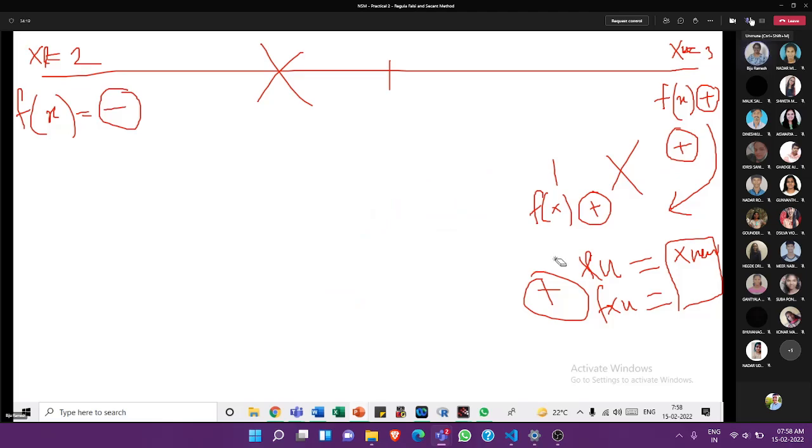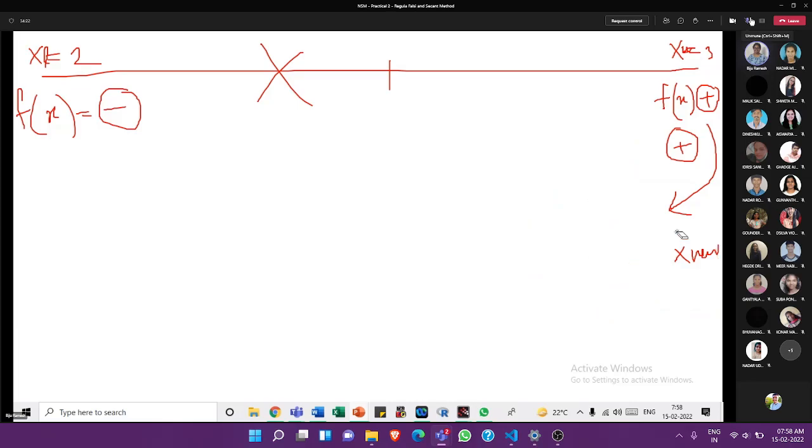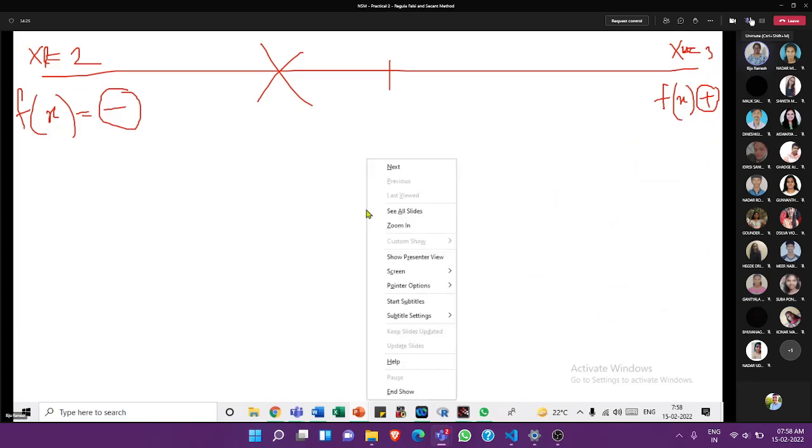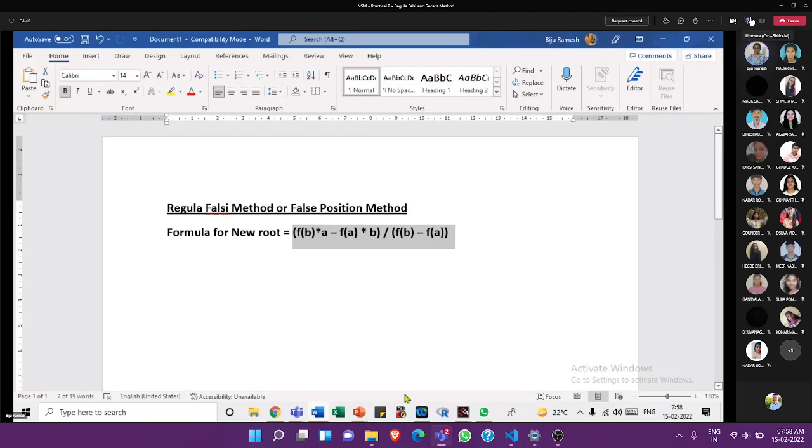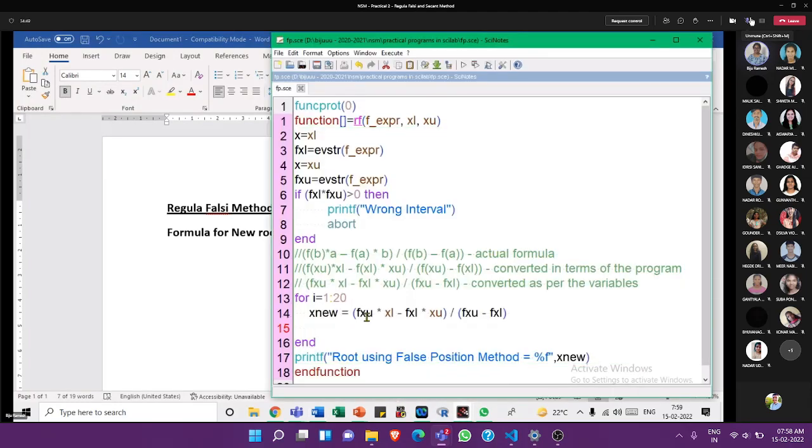Your formula is different for regular falsi. The concept is not different, the concept is not changing. Only the formula is changing. So this is your x new, your new root. And you also have to find fx new. Now, why are you finding fx new? As per the formula, fxu and fxl are also coming, f of a and f of b are also coming. So every time, either the fxu or the fxl will change.